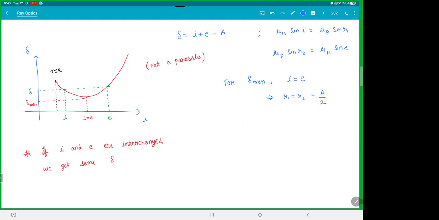Perfect. So apply it in the Snell's law there. So it will be mu m sin I is equal to mu prism sin R1. And I is also equal to E. So delta minimum is 2I minus A. We get I is equal to A plus delta minimum by 2. So delta minimum you have to calculate from the graph. Now put it in the first Snell's law, mu m sin I. I'll do it on the next page.